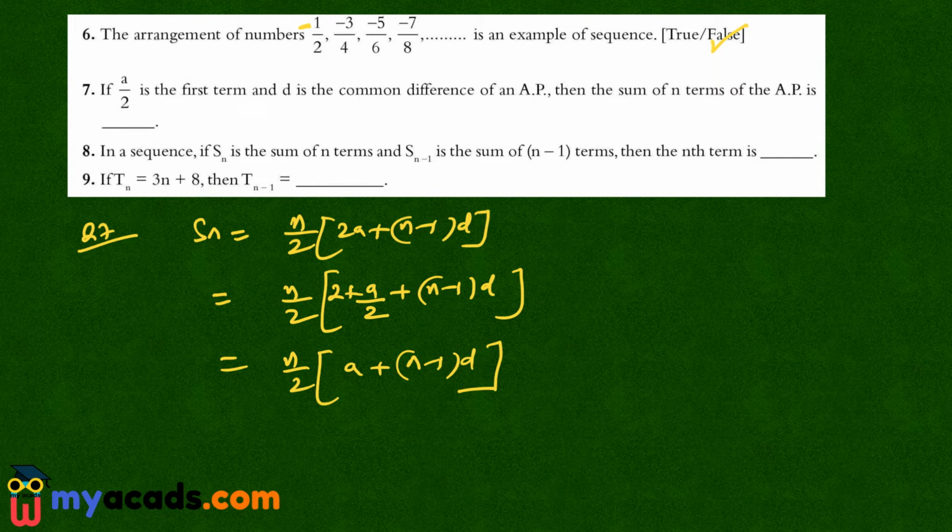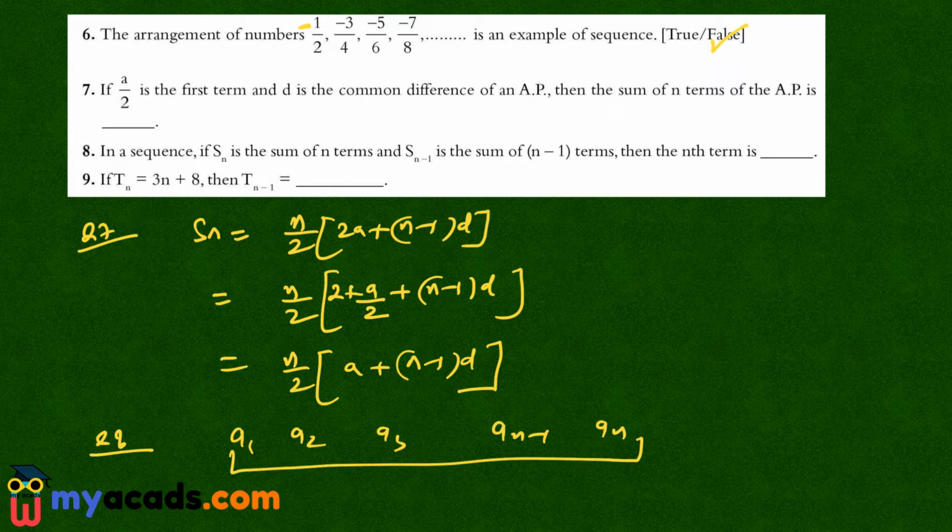Let's see question 8. Question 8 is, in a sequence, if Sn is the sum of n terms and Sn minus 1 is the sum of n minus 1 terms, then the nth term is. So question 8 is that if n terms are given and the sum of these n terms is Sn, and the sum of n minus 1 terms is Sn minus 1.